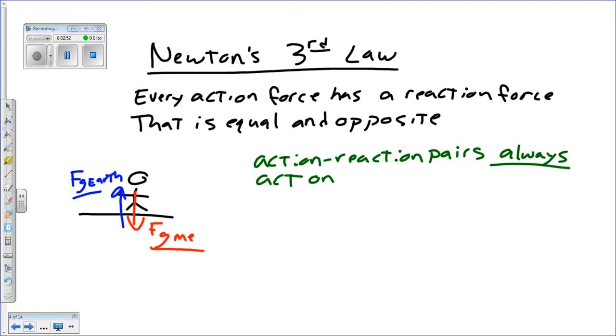And those forces never cancel out. Action-reaction pairs always act on different objects. The only way for forces to cancel or balance is if they're acting on the same object, and this does not happen with Newton's third law.